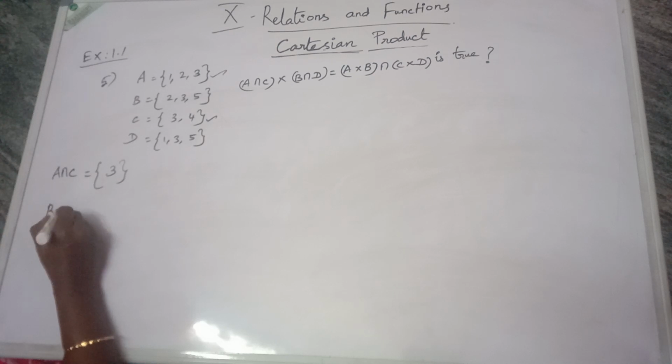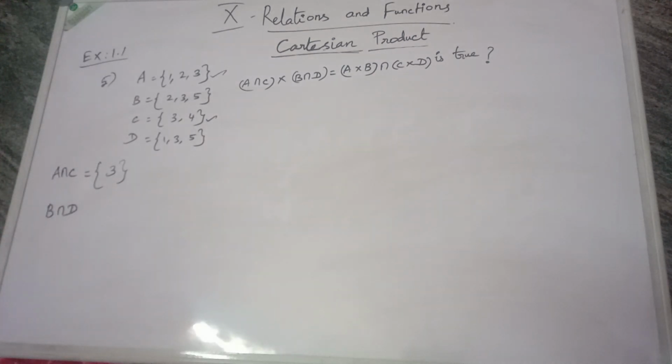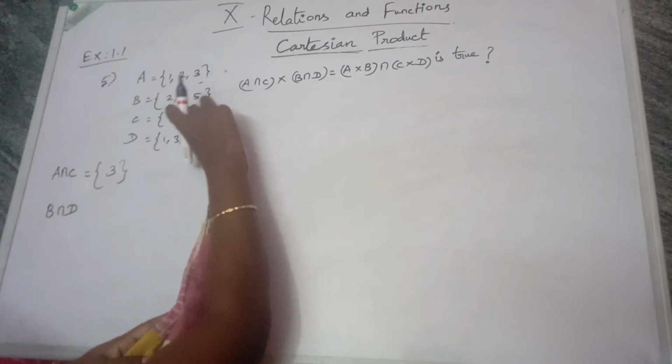Next one is B intersection D. B intersection D. So the sets B and D, you have to compare them.